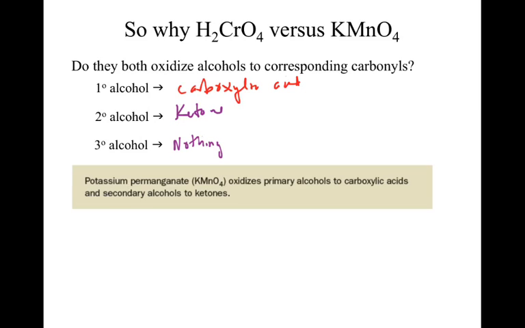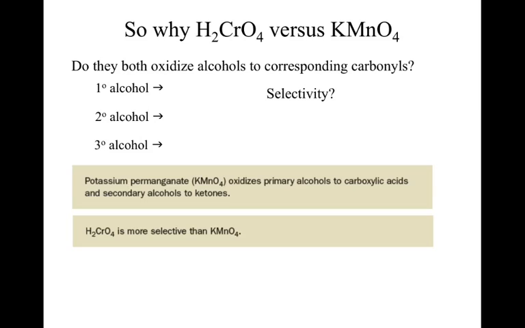Okay, so it does a pretty good job of oxidizing things down. However, what is our issue with selectivity? Well, chromic acid only works on our alcohols. Permanganate also worked on alkenes. So what does that mean? Chromic acid is more selective than permanganate. So we would typically want to use chromic acid over permanganate in that respect, because we get a more selective or more careful reagent.